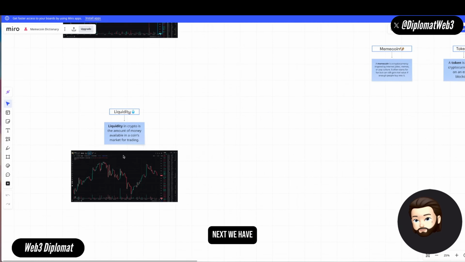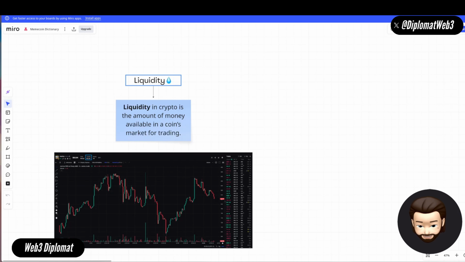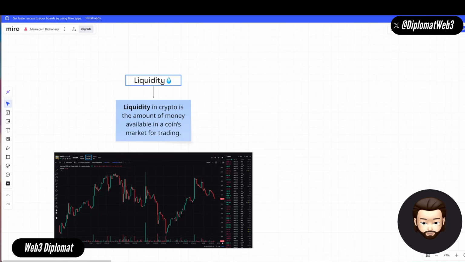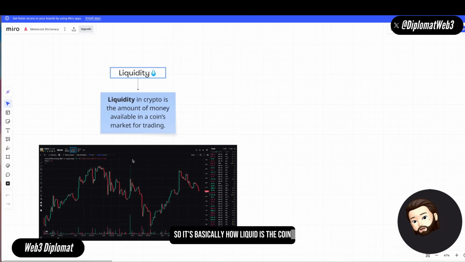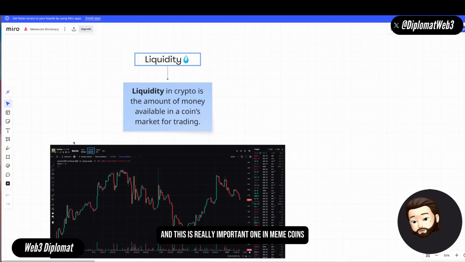Next, we have liquidity, and this is really important one. Liquidity is how much circulated money is in the actual coin and can be taken out. So it's basically how liquid is the coin, and this is really important one in meme coins especially.